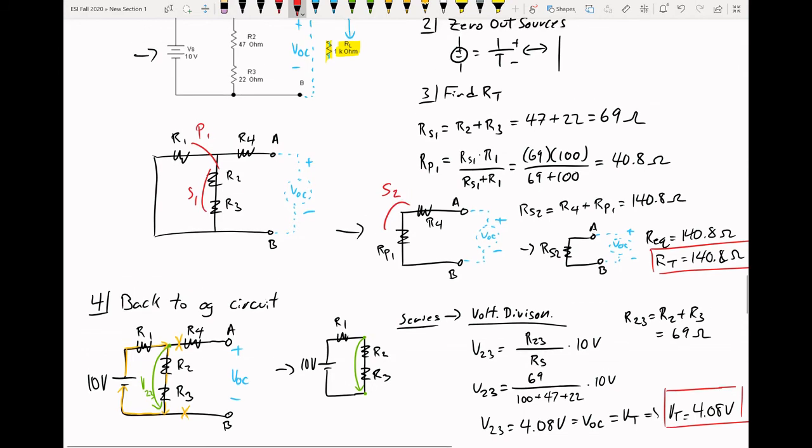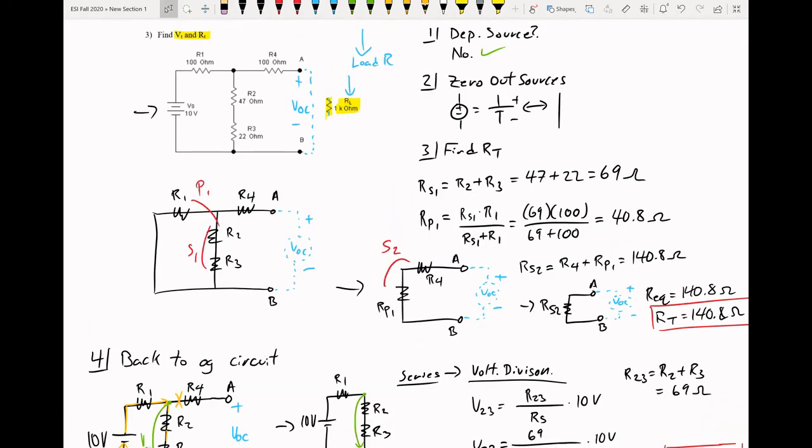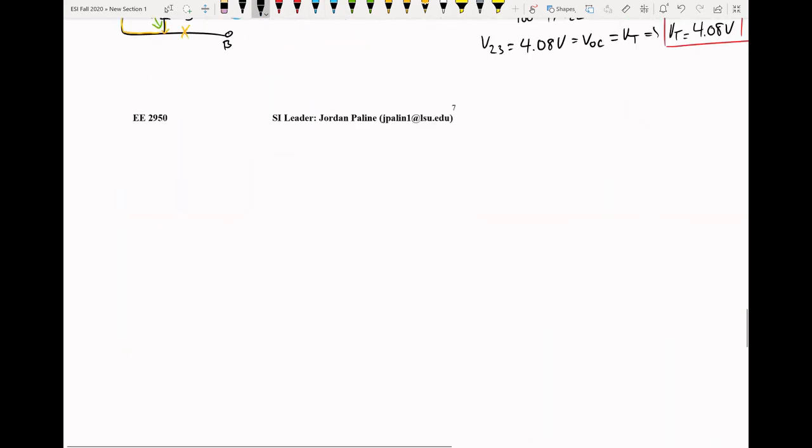So you might be asking, well, that's great, Jordan. What about that load resistor? We didn't do anything with it. And that's right, we didn't do anything with it. The reason being is because that's supposed to come at the very end where we are doing our actual Thevenin analysis.